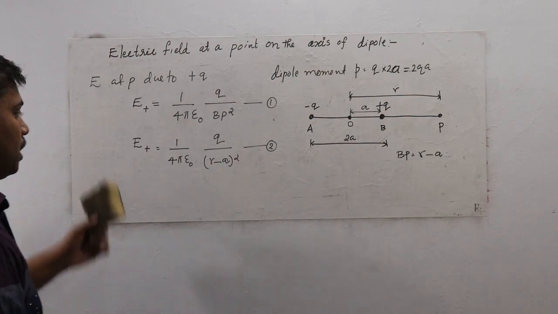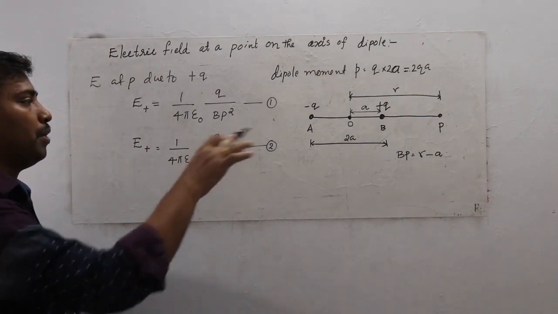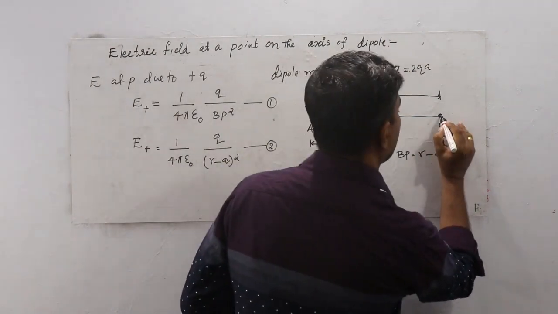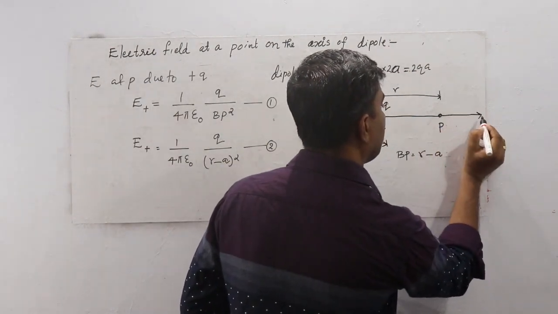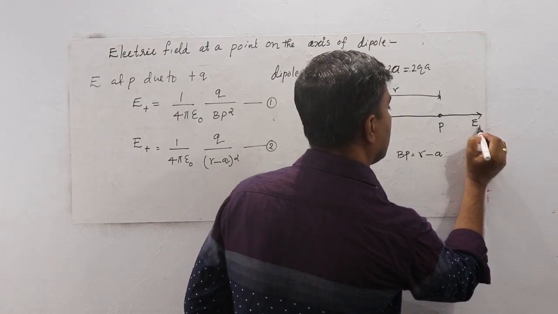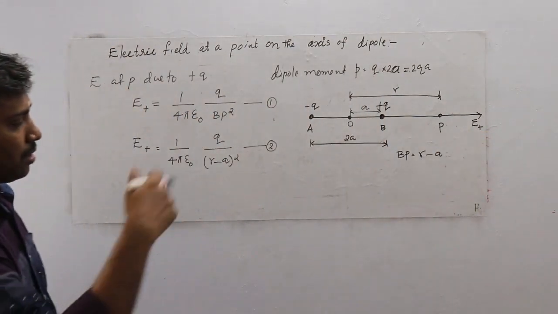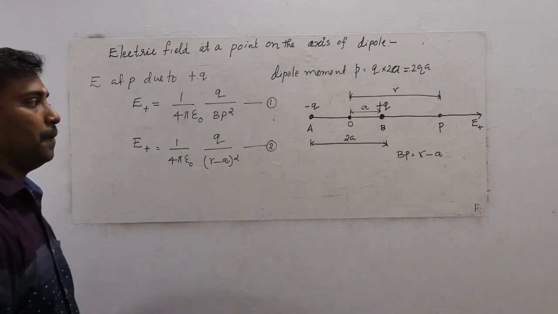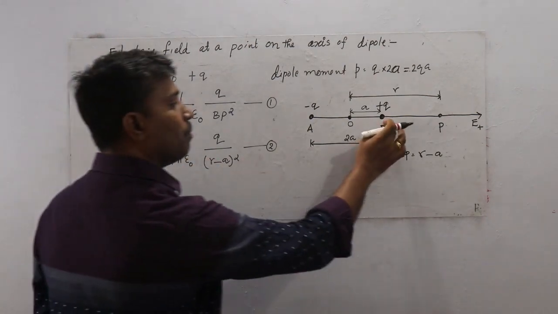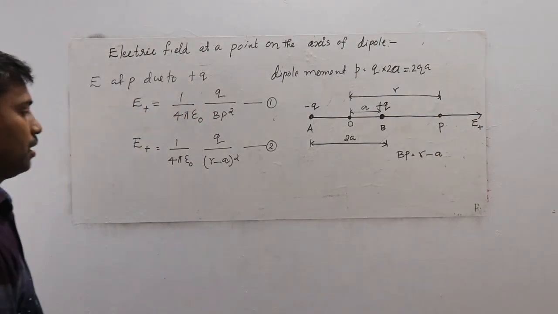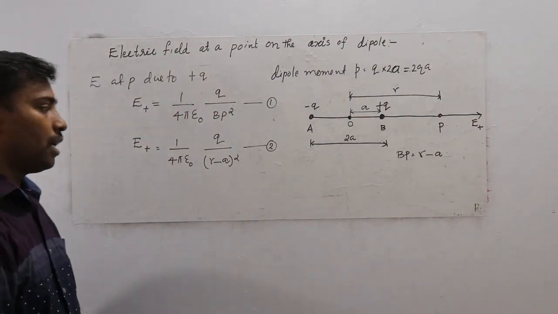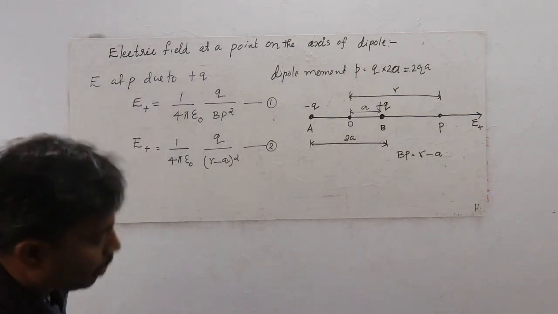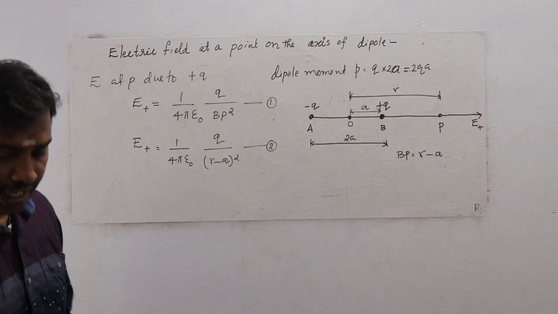So this is the electric field at a point P due to the positive charge. The direction of the electric field is away from B. So this is the direction of E plus. E plus is away from the point P, away from B to P. That is the direction of the electric field due to the positive charge. Next we need to find the electric field at a point due to the negative charge.